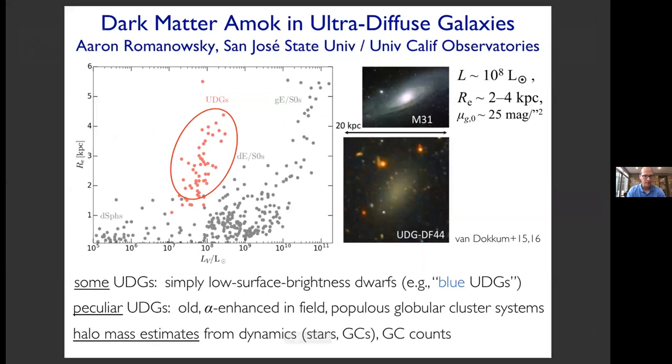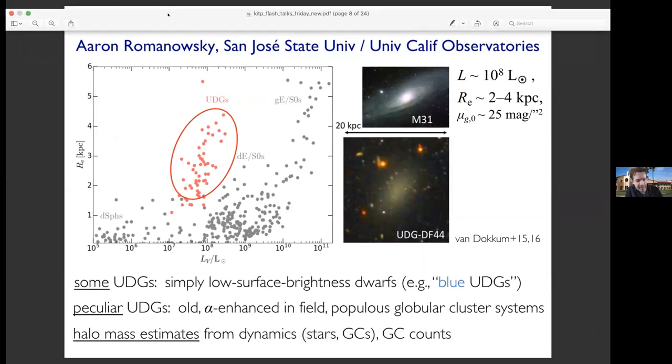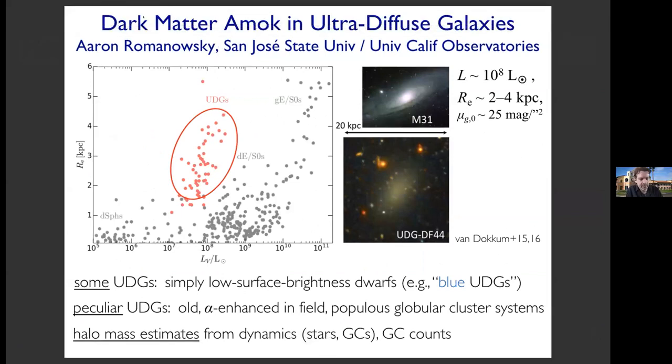And next. Hi, I'm Aaron Romanowsky, faculty at San Jose State University, and we talked about ultra-diffuse galaxies. You heard an introduction on these earlier from Shani Daniele. I'll say the definition of these is a little bit arbitrary, but generically speaking, they have luminosities like dwarf galaxies and sizes like giants.